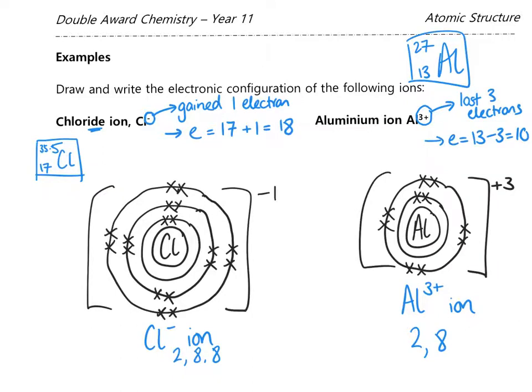So the easier way to do these is have a think from the charge, what has happened to your atom in terms of electrons, has it lost or gained electrons and how many? Work out how many electrons it now has and then draw your electronic structure, but remember to include your charge.